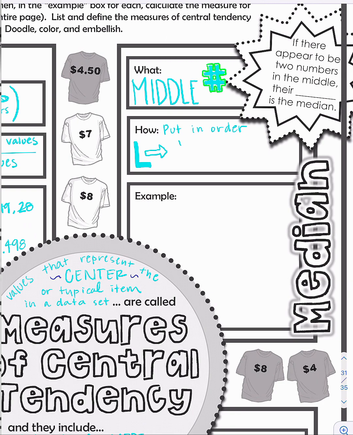We're going to the greatest. So I'm just going to put a big G. And again, I'm going to color that in and make it a little bit thicker. Least to greatest, okay? And then once we've put them in order from least to greatest, you're just going to find the center number.